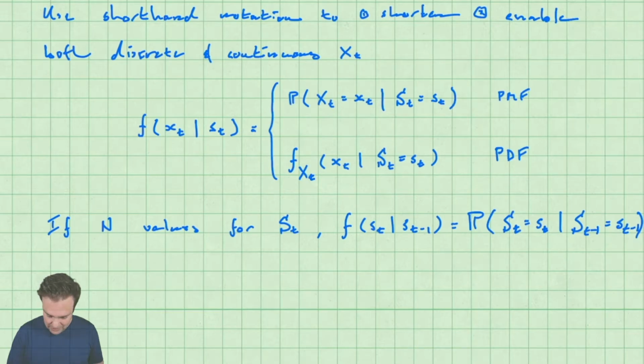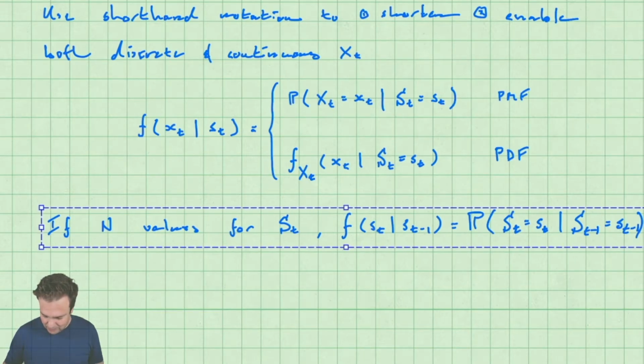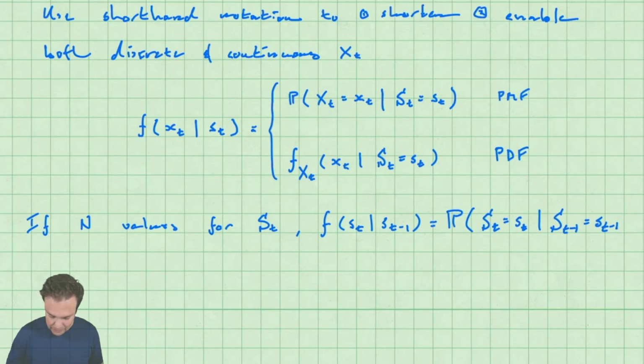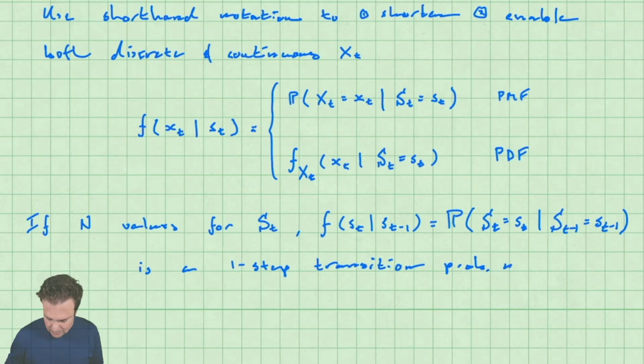So this notation is hopefully helpful. It saves us having to write a million things over and over again, so hopefully it's valuable. That quantity right there should look familiar to you. This is a one-step transition probability matrix for the hidden Markov chain.